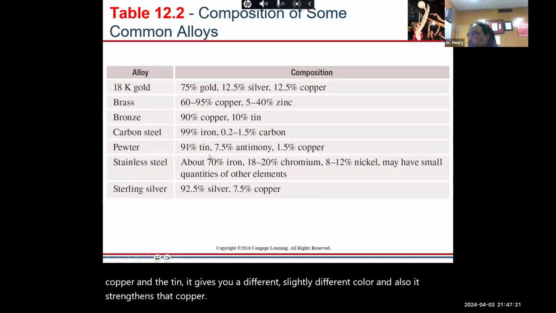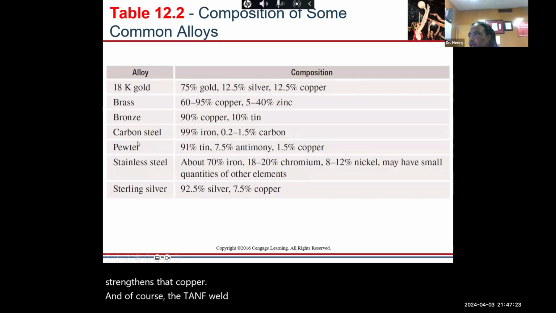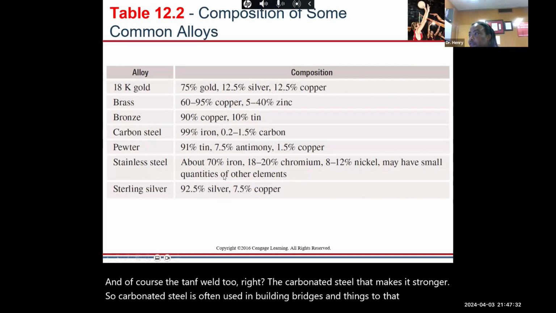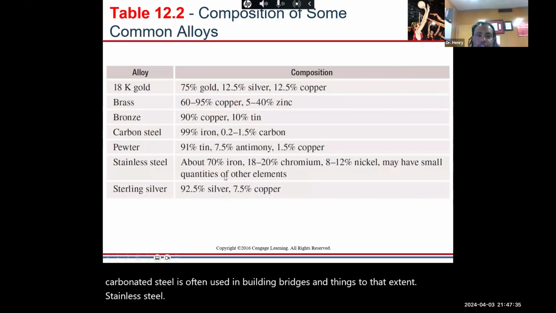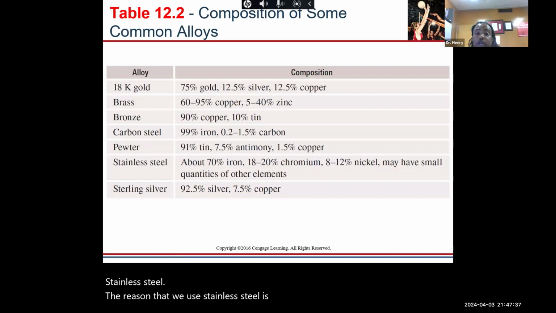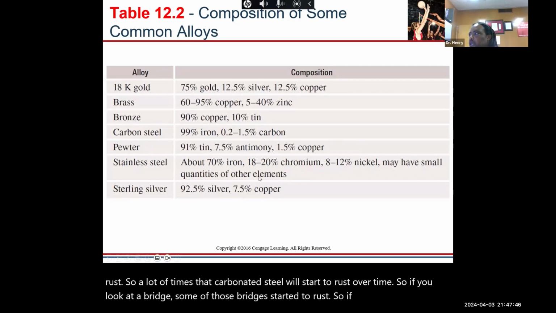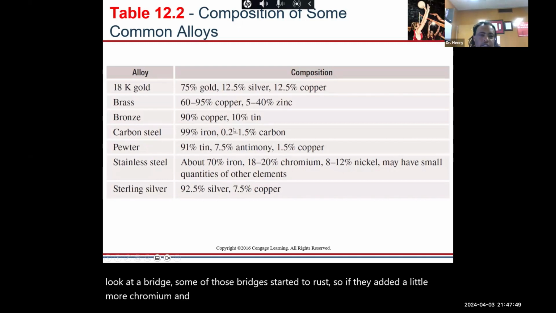And of course, the tin of gold too, right? The steel that makes it stronger. So carbonated steel is often used in building bridges and things to that extent. Stainless steel. The reason that we use stainless steel is because we don't want things to rust. So a lot of times that carbonated steel will start to rust over time. So if you look at the bridge, some of those bridges start to rust. So if they added a little more chromium and nickel to it, it allows it to be stainless. And then also if you add that carbon, it gives it that strength.